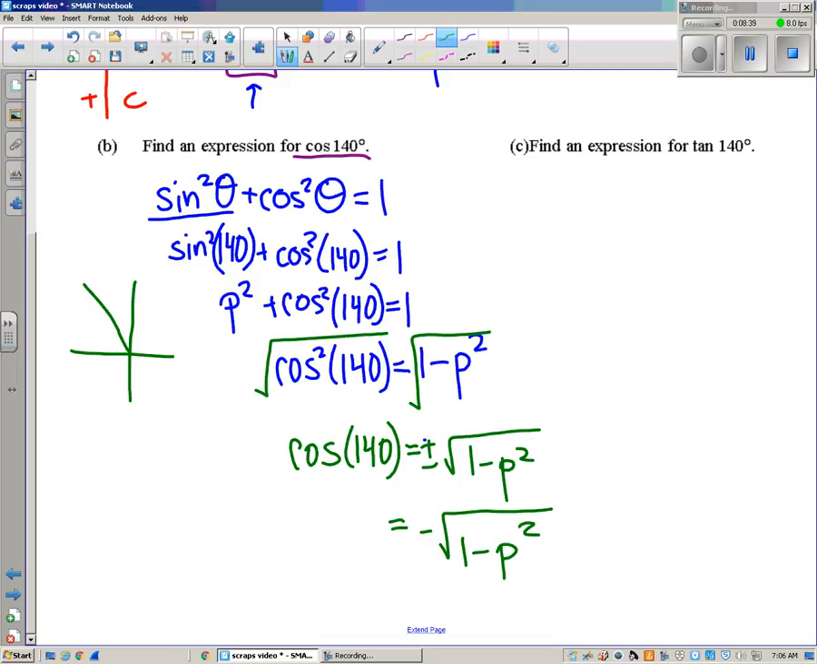If they want us to do the tangent, you're just going to plug in sine over cosine. Play with that one. All the information is already solved for in parts A and B, and you should be getting for your final answer a value of P over negative square root 1 minus P squared. That's a tough one.